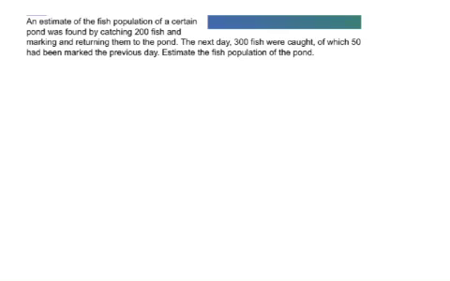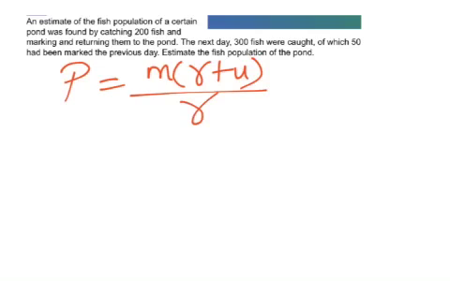Here we have another problem. An estimate of the fish population of a certain pond was found by catching 200 fish and marking and returning them to the pond. The next day, 300 fish were caught, of which 50 had been marked the previous day. Estimate the fish population of the pond. As usual, we'll go with our own principle, that P equal to M into R plus U by R.